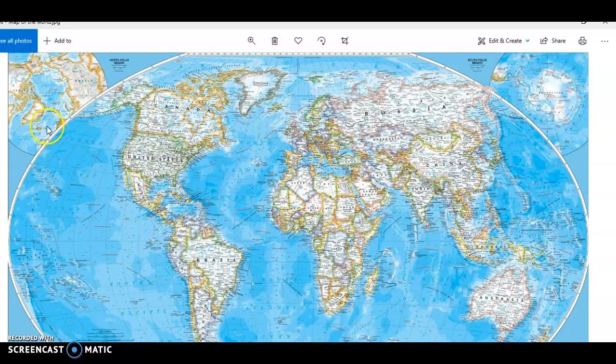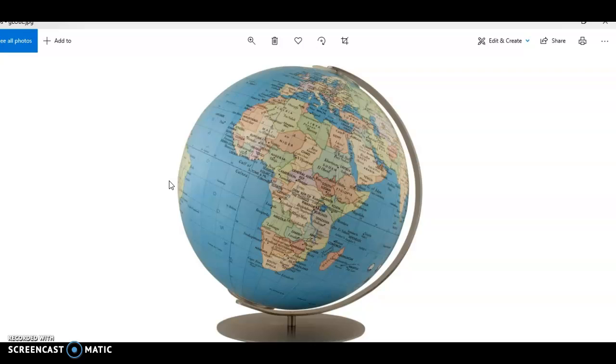When a map is drawn like this on a flat surface, like a big printed piece of paper, it's called a flat map because it's on a flat piece of paper. They can also take that same map and put it on a circle ball. If it's on a circle ball like this, it's called a globe.